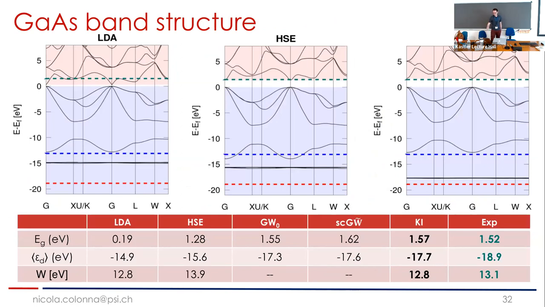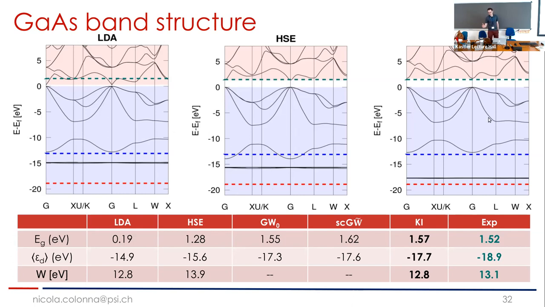Again, this is gallium arsenide. On the right, you have KI, and I compare with the standard LDA and a quite common approach, this HSC hybrid functional. And I compare with experiment. This horizontal dashed line represents the band gap in green, the bandwidth of the valence band in blue, and the position of the D state in red down here. So we know the typical failure of LDA; HSC corrects the band gap, a bit also the position of the D state, but is worse for the bandwidth.